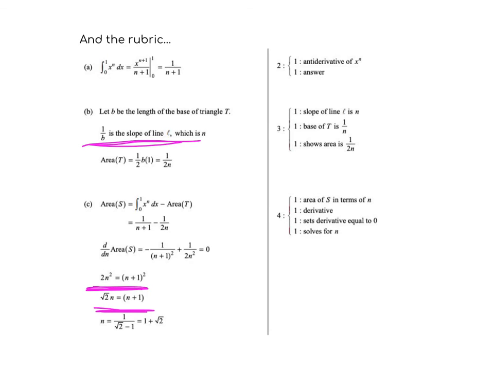Now, this is a 2004 question, so we would need justification over here for why that is a max. That's why I said the positive to negative step. So make sure you do that.